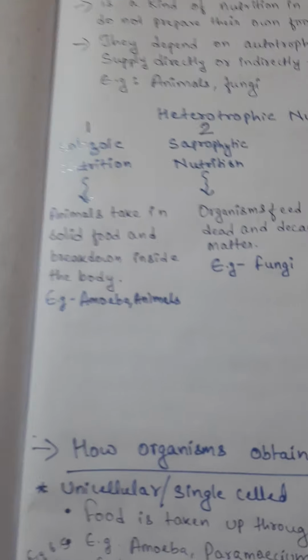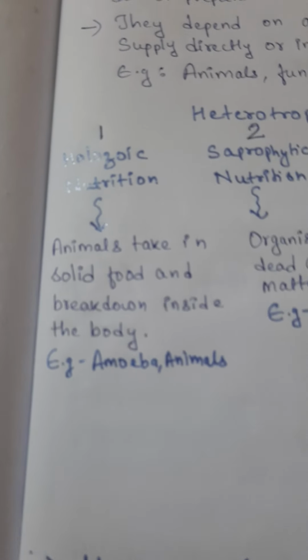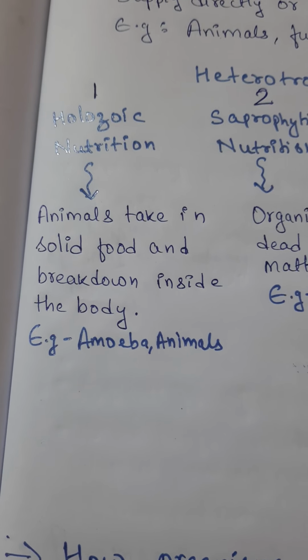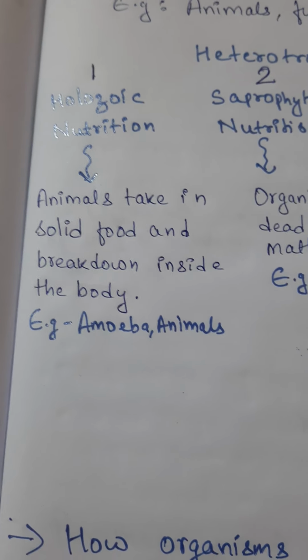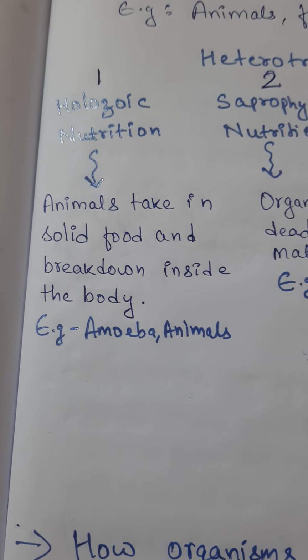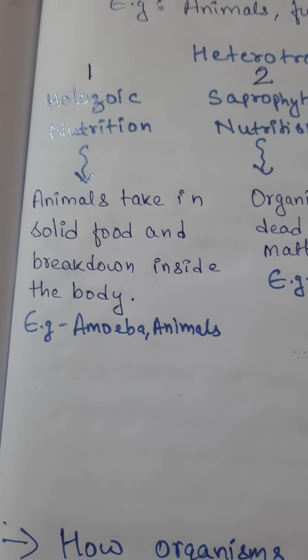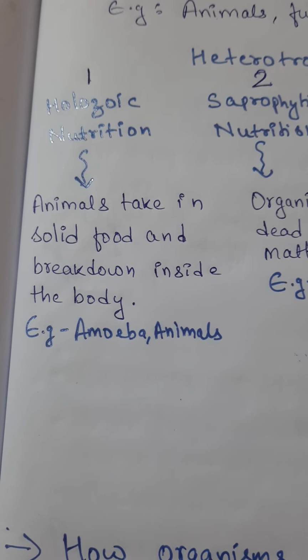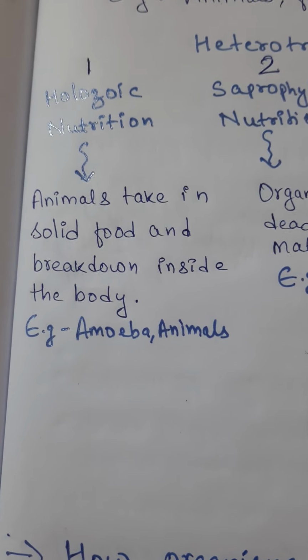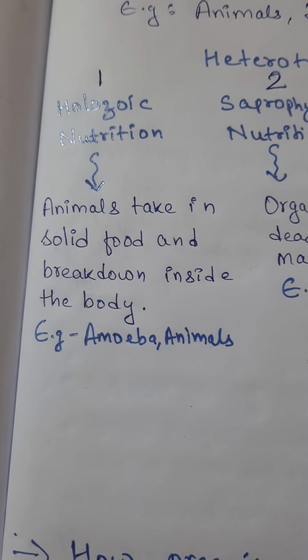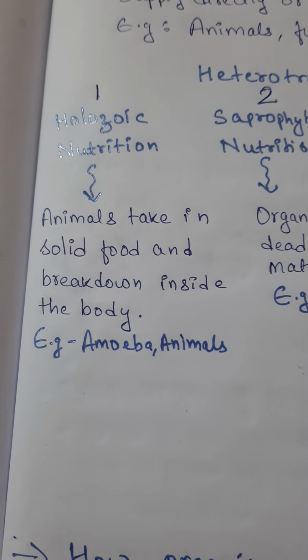Firstly, it is holozoic nutrition. Here, the animals take in solid food and break it down inside the body. That is, amoeba and other animals, including us human beings, we take in solid material and it is broken down inside our bodies and is supplied to different parts of our body for functioning.